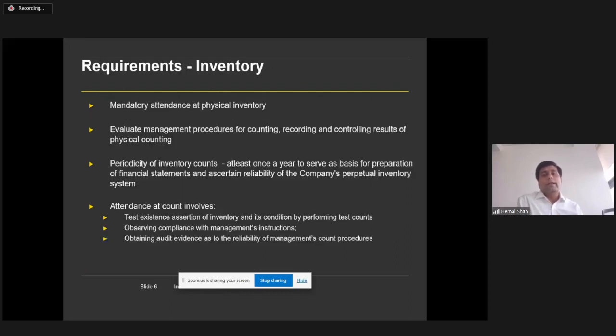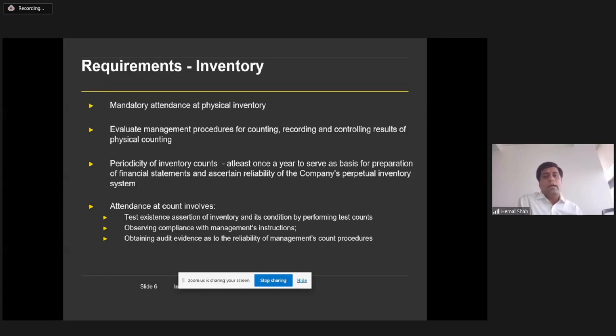Okay, mandatory attendance at physical inventory that we have discussed. Yes, it is mandatory for auditor to attend physical inventory. But of course, first of all, the responsibility is on the management side. And the management has to plan properly. The inventory is done at a proper time.